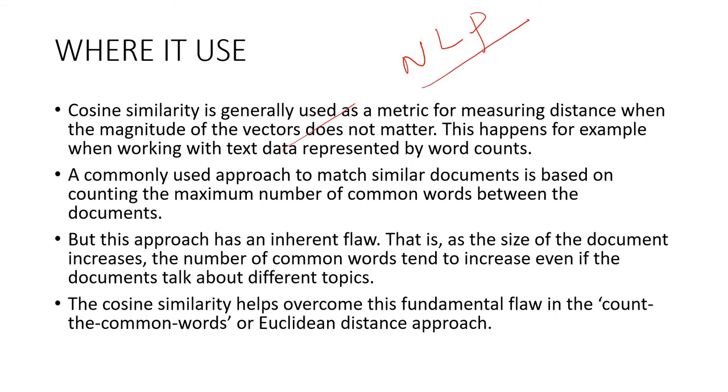A commonly used approach to match similar documents is based on counting the maximum number of common words between the documents. But this approach has an inherent flaw. As the size of the document increases, the number of common words tends to increase even if the documents talk about different topics. The cosine similarity helps overcome this fundamental flaw in the count-the-common-words or Euclidean distance approach.